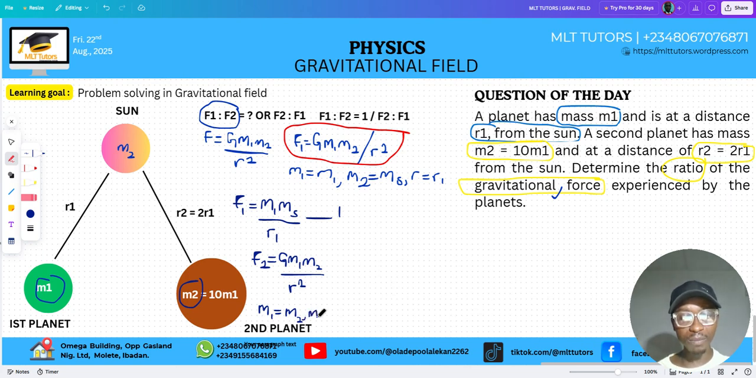Then m2 now, for this second planet, will be the mass of the sun, because we are considering the distance between the mass of the sun and the mass of the second planet. And we have already declared the mass of the sun to be ms. And finally, the radius between the second planet and the sun is actually r2.